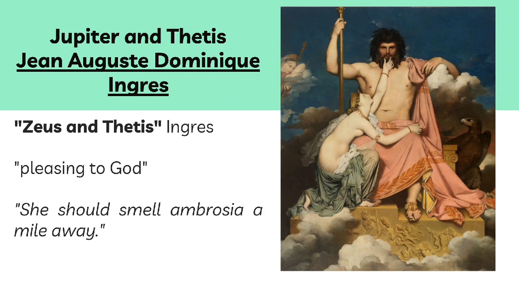Jupiter and Thetis by Jean-Auguste-Dominique Ingres. This was a thesis that summed up Ingres's internship in Rome, where he was sent by the Paris Academy of Fine Arts. He strove to make the picture as gracious and pleasing to God as possible, explaining that she should smell of ambrosia a mile away. Ingres sent the final parcel, as they call his works sent from Rome to Paris as part of an internship, to the Salon.